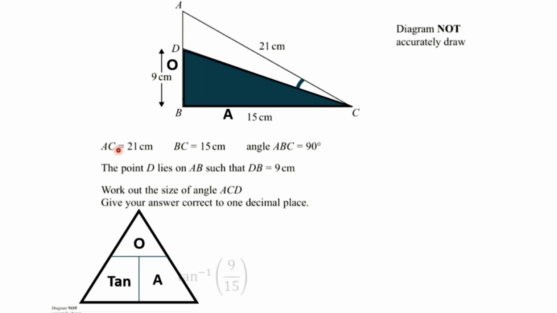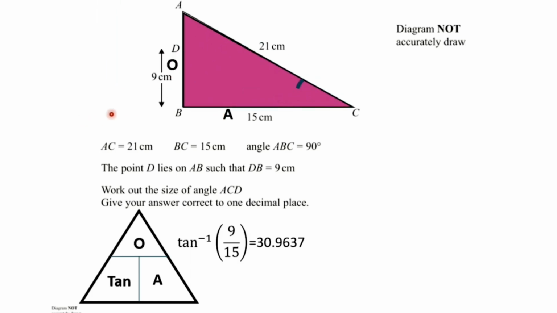Now, instead of opposite, I'll use 9, so it's going to be tan inverse 9 over 15, opposite over adjacent, and that gives you 30.9637. So this is the small angle here. Now, we want to find the big angle here. So we will look at the big triangle now.